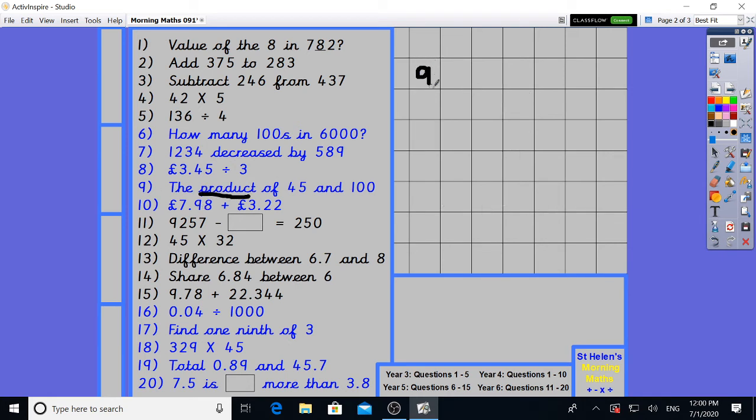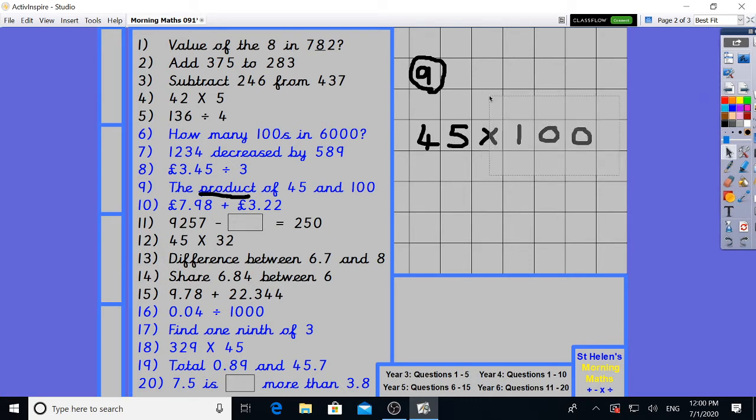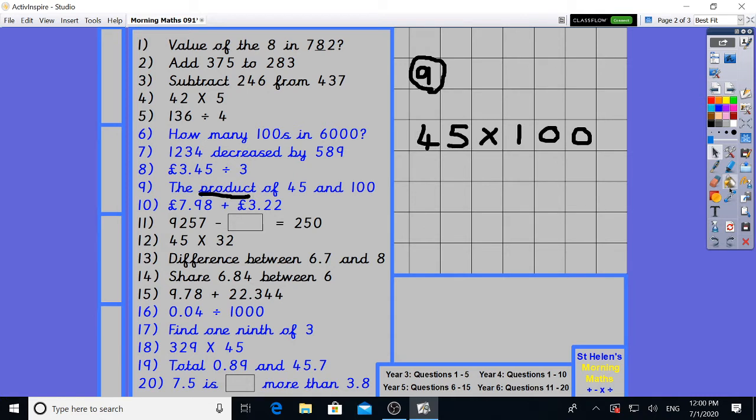Question 9. Do you know what the product means? The product of 45 and 100. Product means times. 45 times 100. Now this one, there's lots of different ways you can do this. If I do what I call the moving method, I don't know if this will work, let's see. No, it's not going to work.